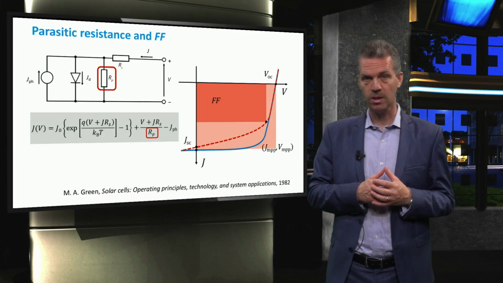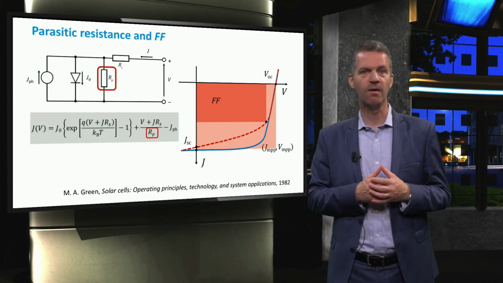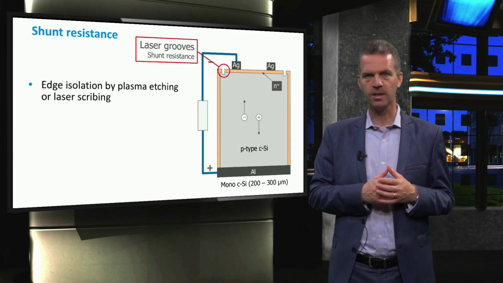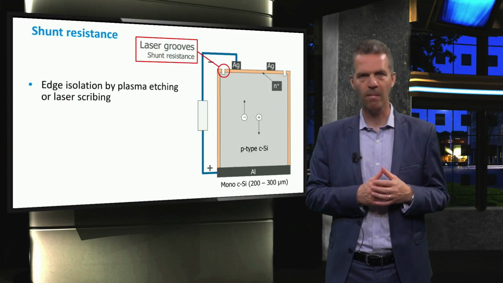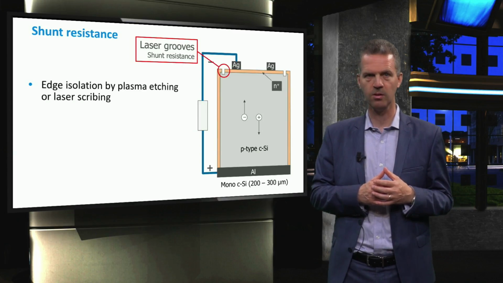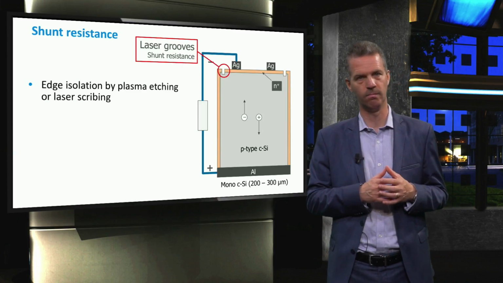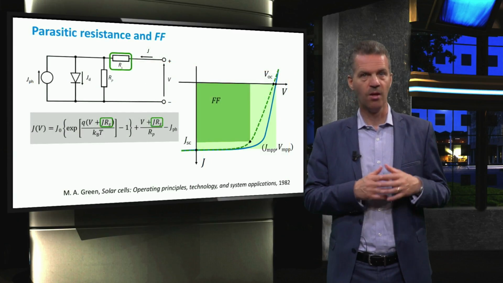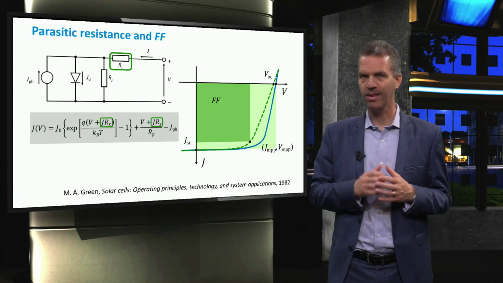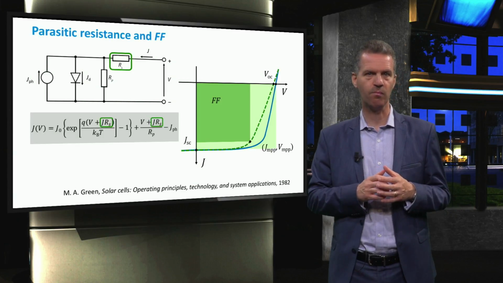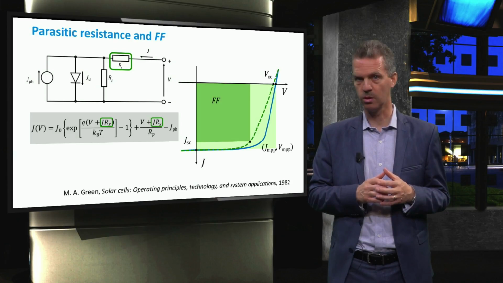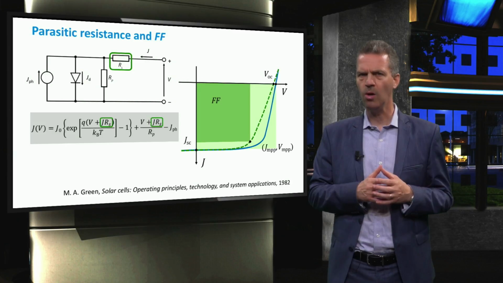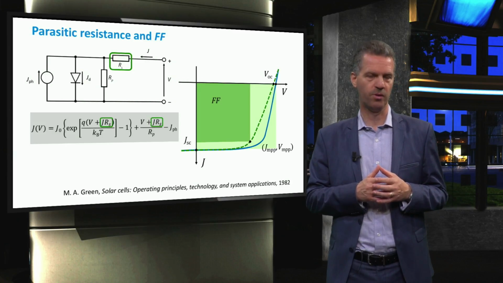A decreased shunt resistance may, for instance, be due to ineffective edge isolation. In the video on the doping of crystalline silicon wafers, we have discussed methods to increase the shunt resistance of the cells by edge isolation. When the series resistance of the cell is increased, the fill factor will also decrease, but this time the slope at the intercept with the voltage axis will be reduced. An increased series resistance often results from a too high resistance of the metal top contact.